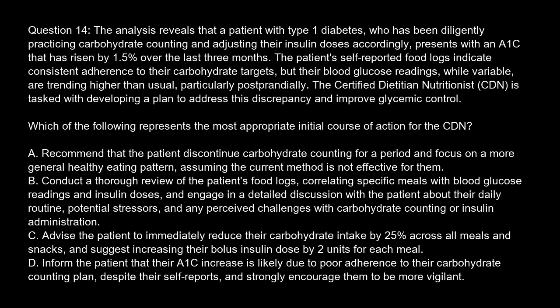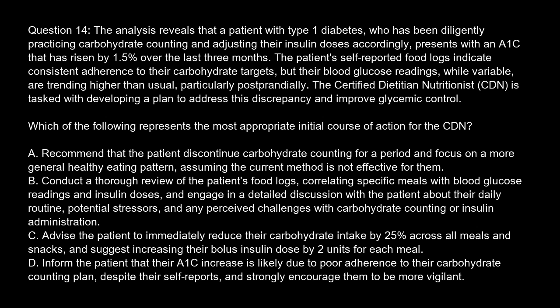Question 14. The analysis reveals that a patient with type 1 diabetes who has been diligently practicing carbohydrate counting and adjusting their insulin doses accordingly presents with an A1C that has risen by 1.5% over the last 3 months. The patient's self-reported food logs indicate consistent adherence to their carbohydrate targets, but their blood glucose readings, while variable, are trending higher than usual, particularly postprandially. The Certified Dietitian Nutritionist, CDN, is tasked with developing a plan to address this discrepancy and improve glycemic control. Which of the following represents the most appropriate initial course of action for the CDN?